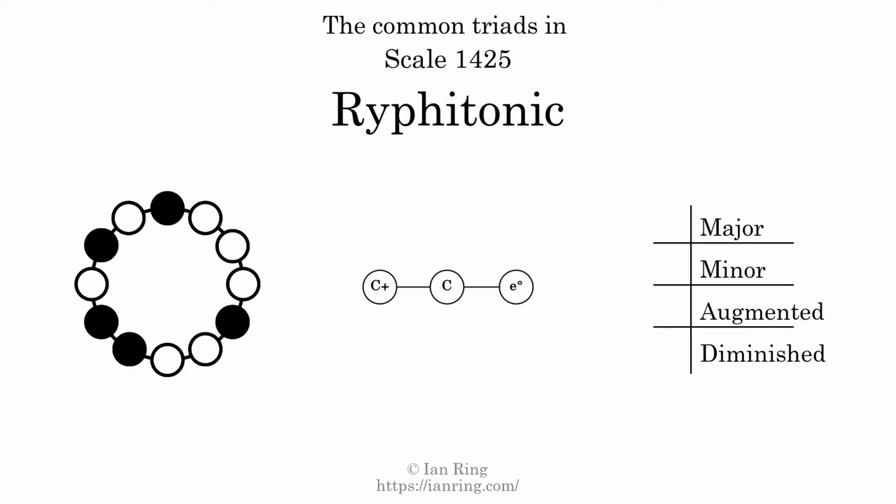Here are the common triads present in this scale. The diagram in the center is a graph of parsimonious voice leading between triads. There is one major triad. There are no minor triads. There is one augmented triad. There is one diminished triad. Here is a Hamiltonian path of parsimonious voice leading that uses all the triads.